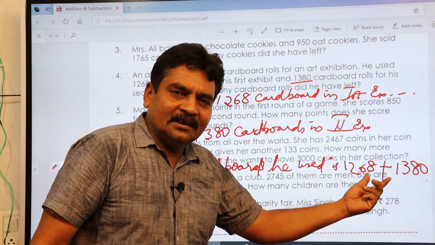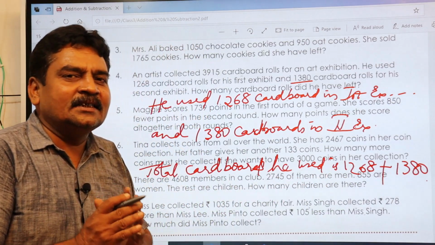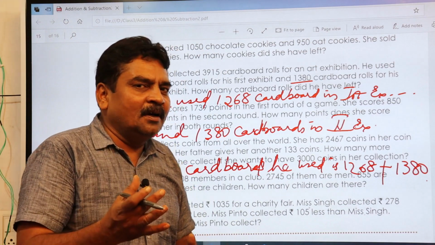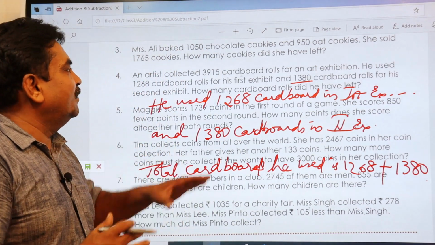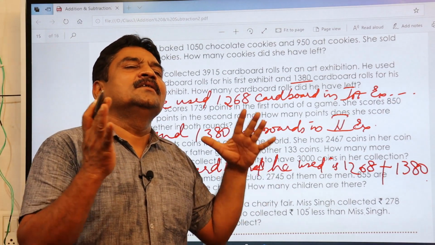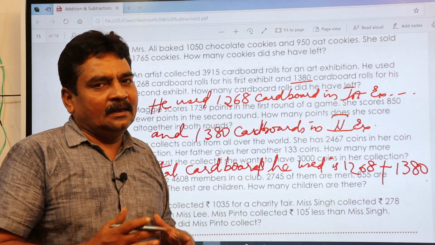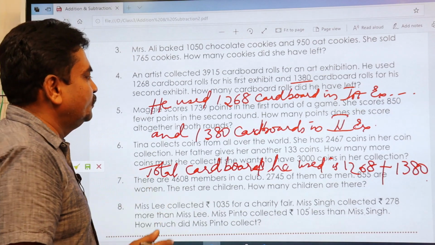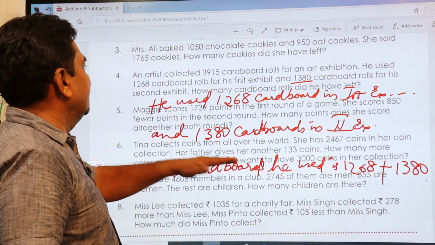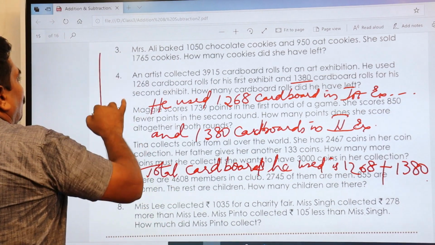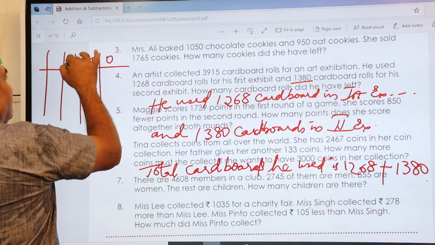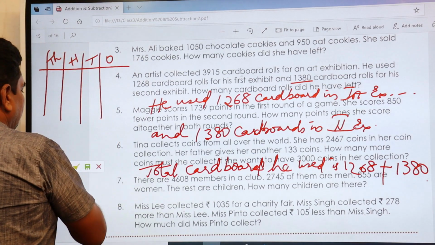Whatever answer you get is the total number of cardboards he has used for exhibition A and exhibition B. That number you are going to subtract from the total number. Then only you can get how many he has left at the end. Let's see: 1,268 plus 1,380. You are going to do this by drawing columns. I am doing it here: ones, tens, 100, and this is your 1,000.